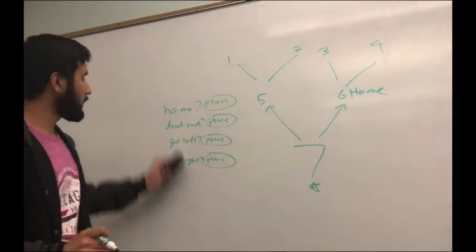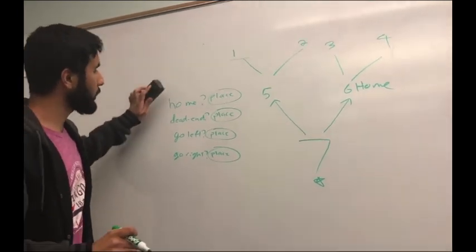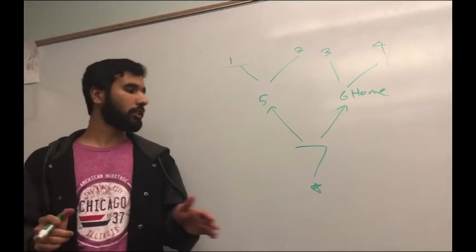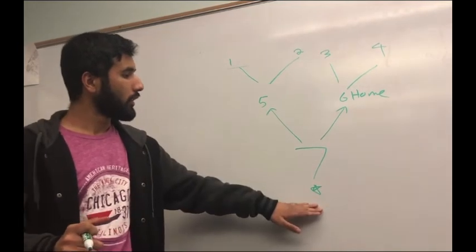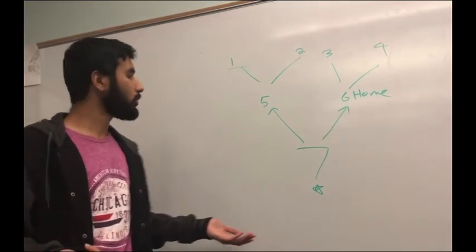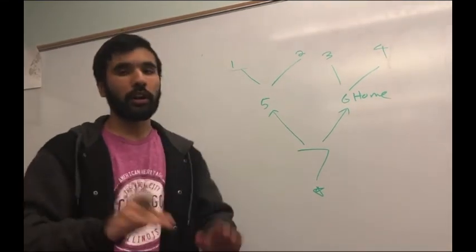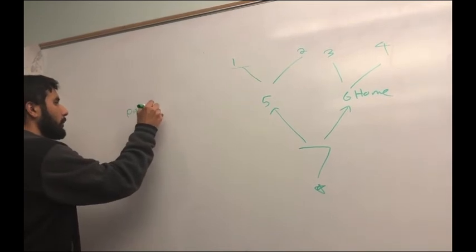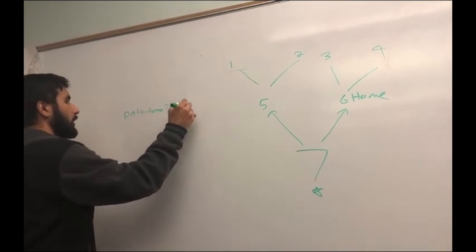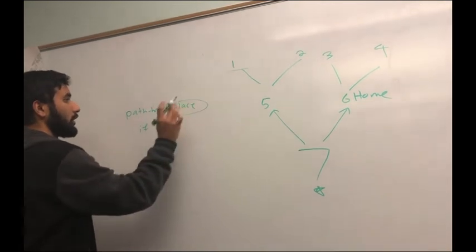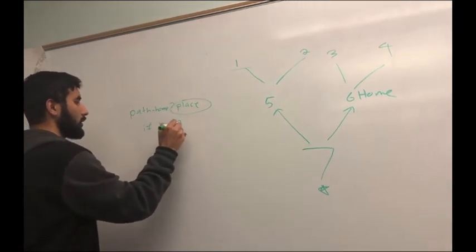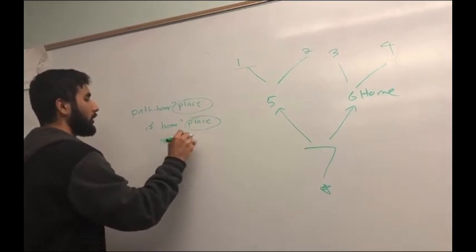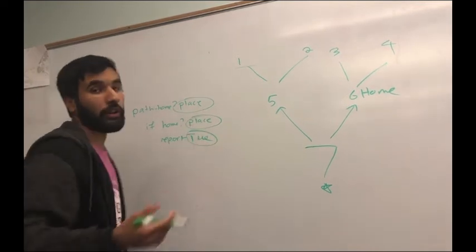So, we want to write this recursively. If we're going to write something recursively, we need a base case. What is the simplest possible thing that could happen in one of these? You could start at home, right? If you start at home, then you don't have to do any more work. So that'll be our base case when we write this. Path home place. So if place is our variable, if home place, we can just report true because we know there's a way to get home because we're already home.